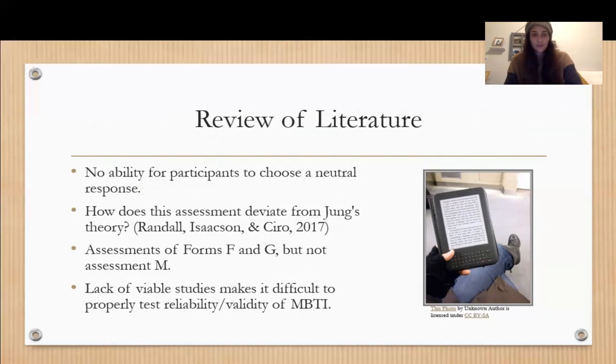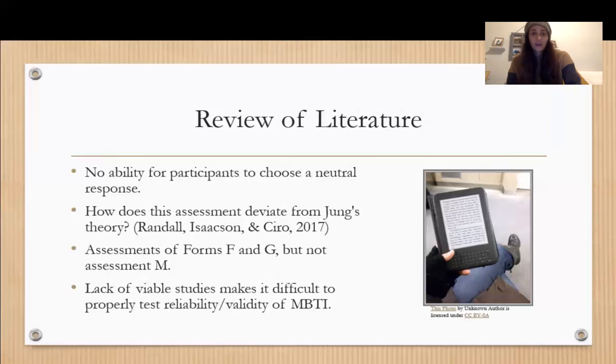Something else found to be confusing was how this assessment deviates from Jung's theory. Another piece that was difficult to understand was that they were able to review forms F and G, and there is significant scientific experimentation on those two forms. However, on the newest form, there's not enough scientific experimentation for a proper study to be conducted, which makes it hard to critique whether the newest form of the assessment is valid and reliable.